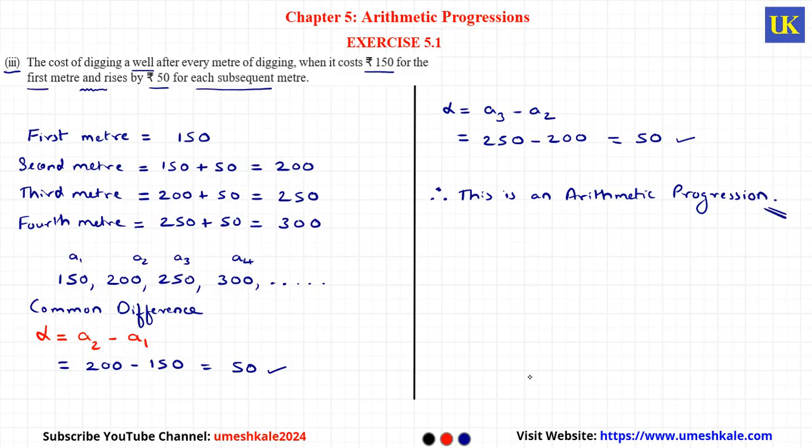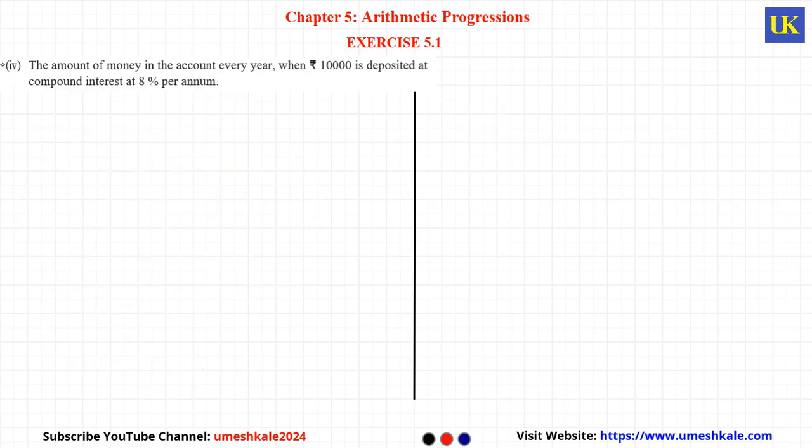Progression. Okay. So we'll see the next sum on the next page. Now we will see the fourth sub question. The amount of money in the bank account every year when 10,000 is deposited initially at a compound interest of 8% per annum. So how much will the money become every year when 10,000 is kept in a bank account at 8% compound interest?